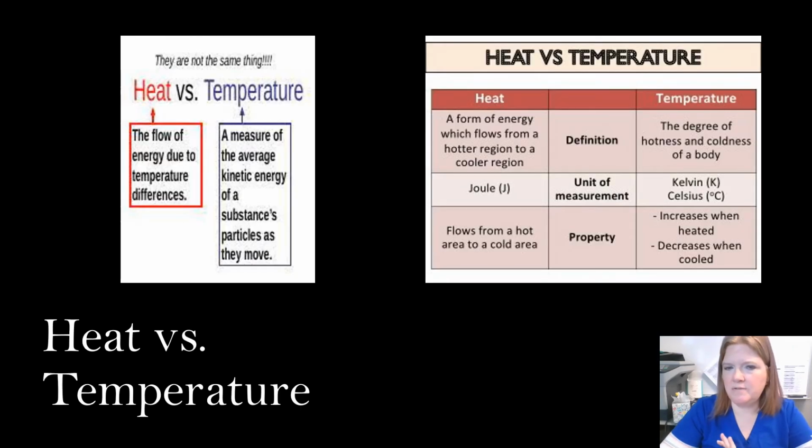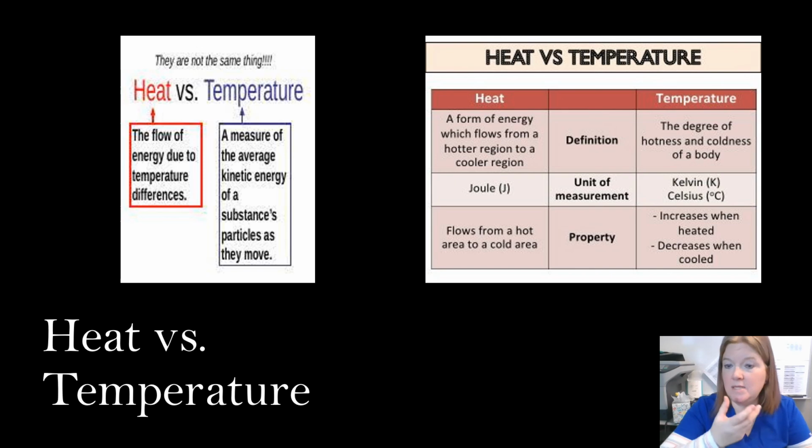Okay, so what is the difference between heat and temperature? Temperature is a measure of the average kinetic energy, and heat is a flow of energy due to the temperature difference. Okay, so heat is a form of energy that flows from warmer to colder. It's measured in joules, so it flows from hot to cold. Temperature is like a measure of the average kinetic energy. It's how hot or how cold something is, and it's related to the motion of the particles.